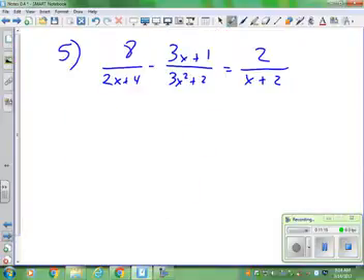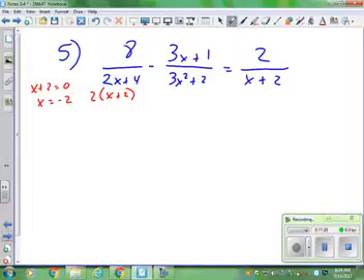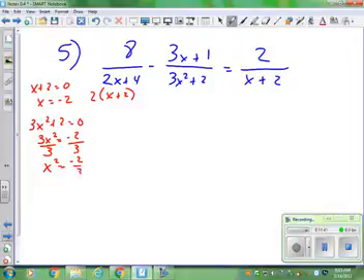With this one, you would have to take a 2 out of this one so you can see that x plus 2 matches up with the other one. So when x plus 2 is set equal to 0, you get x equal to negative 2. If you take 3x squared plus 2 and set it equal to 0, you get 3x squared equals negative 2. When you divide by 3, you get x squared equals negative 2 over 3. When you square root that, it's imaginary, so that's not going to be a restriction.